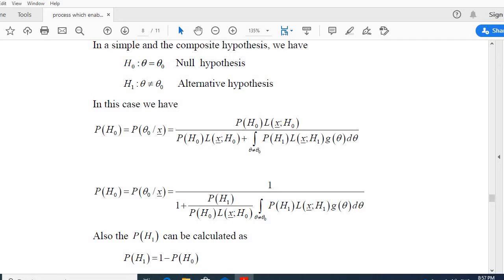Now, in this case, we have the posterior probability P(θ0 given x) is equal to the prior P(H0) times the likelihood function L(x given H0), divided by the marginal L(x).